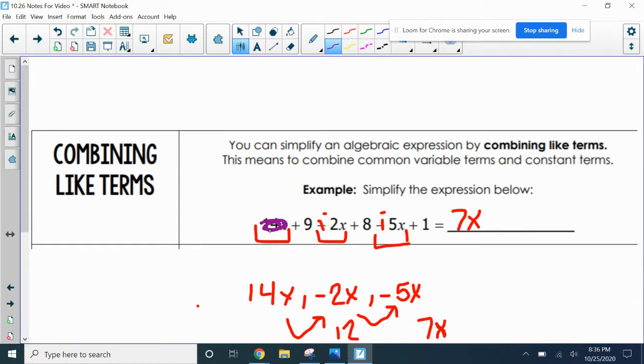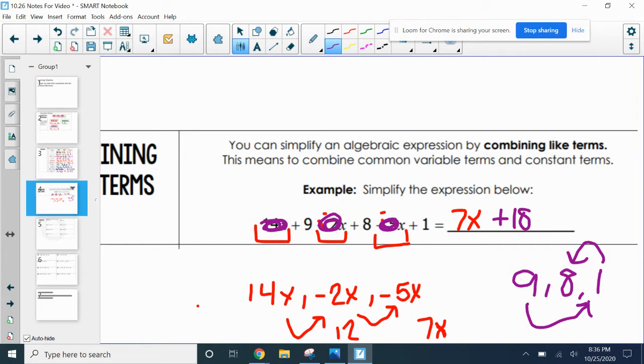And then once we eliminate those, let's see what we're left with. I have 9, I have 8, and I have 1. I'm just going to say 9 and 1 is 10, plus 8 is 18. So plus 18. You could have said 9 and 8 is 17, plus 1 is 18. But I just know it's cleaner when I put my 9 and 1 to make 10. So let's look at a couple of examples for that.